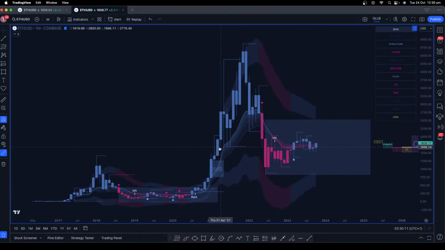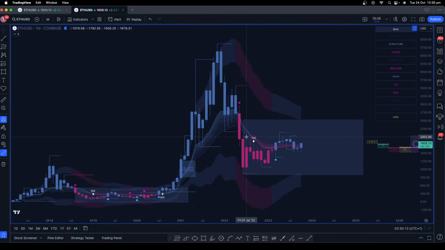Here, as it was through here. This range is very, very small in comparison to this range. This one went on for 2 years. This one has gone on for just over a year.